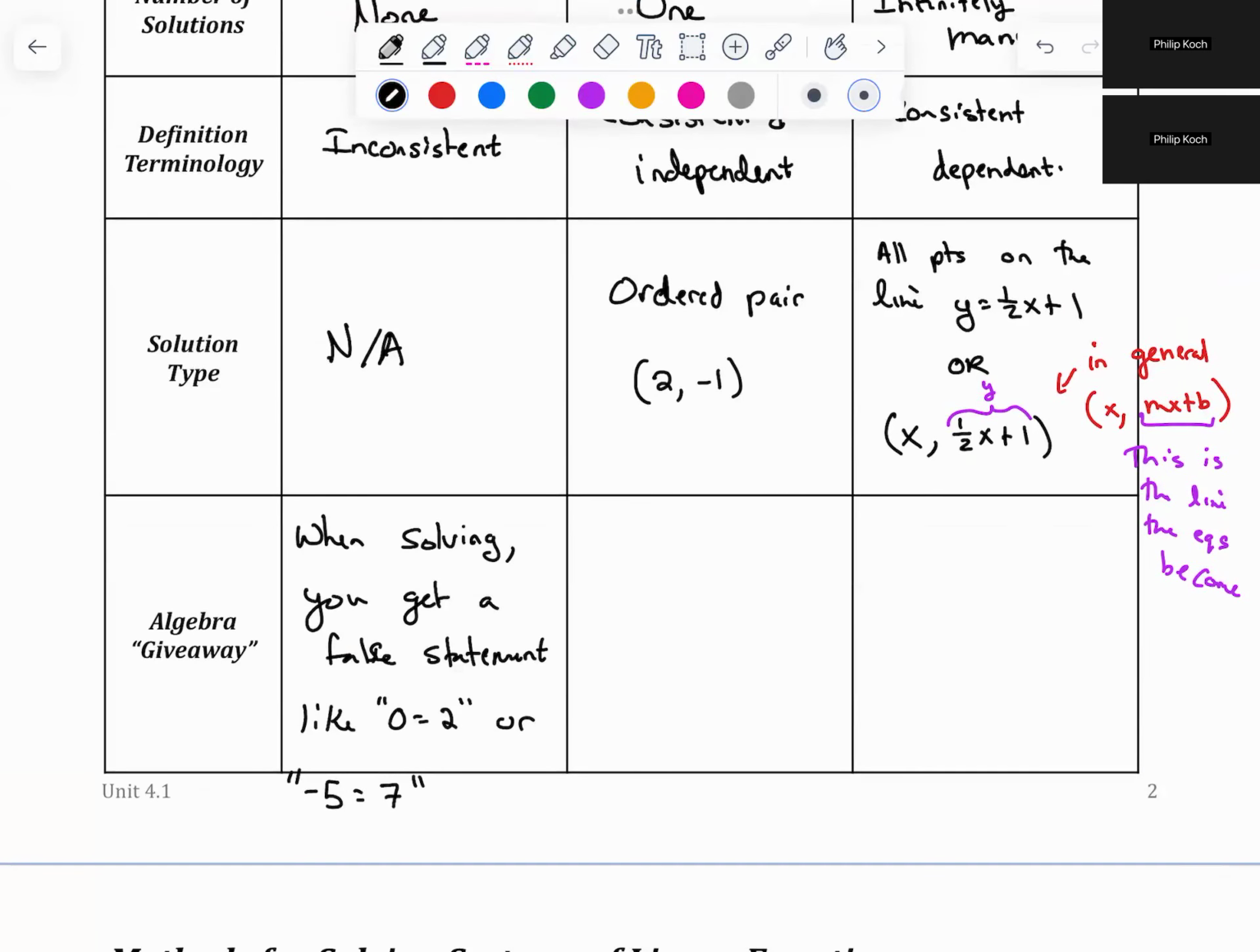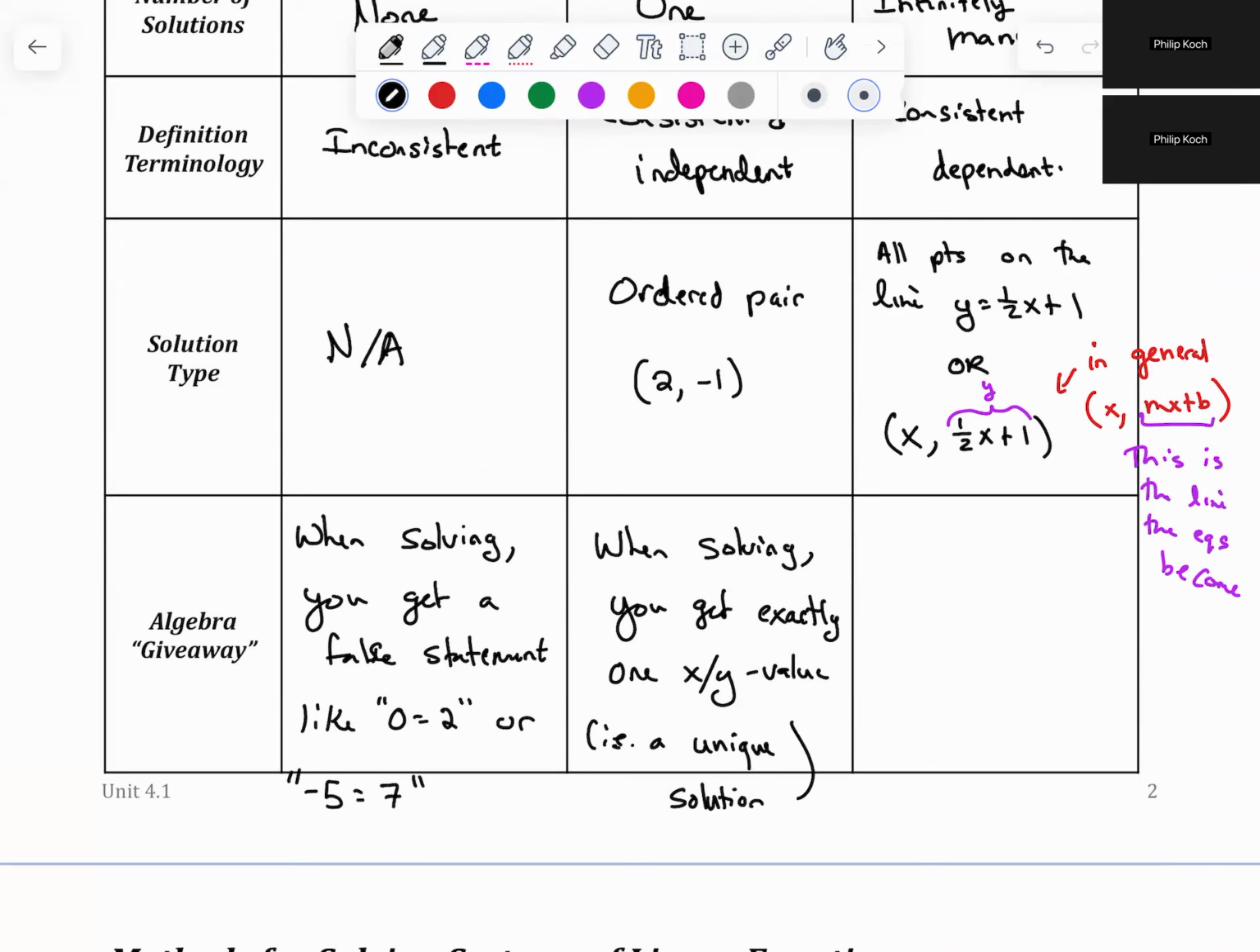The algebra gave away that you're in a consistent independent system. So one solution is that you, in fact, when solving, you get exactly one X/Y value, i.e. a unique solution.